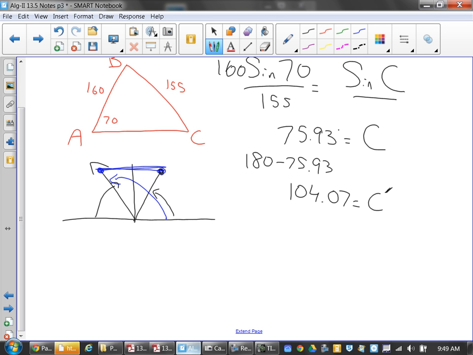This is the only time you have to worry about the ambiguous cases, only when it's a given side side angle. If you have angle side angle or angle angle side, law of sines is just going to work. Not necessarily. This is why we check it. And I've got examples here.